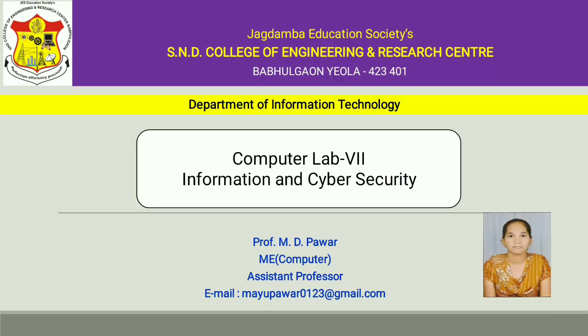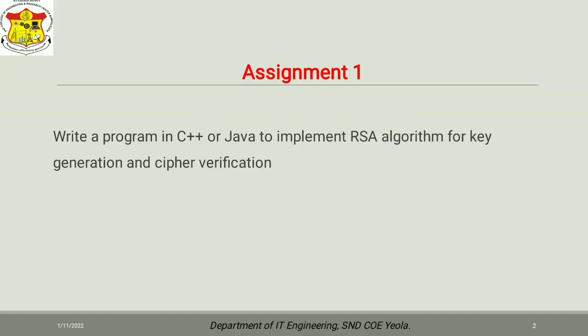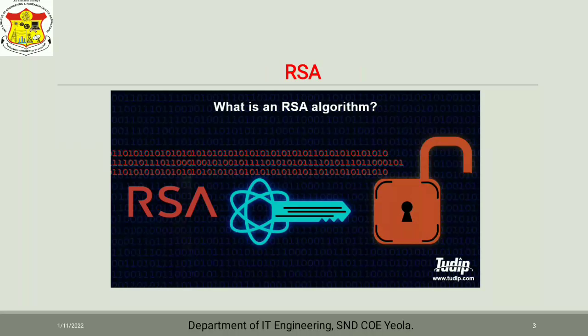Today we'll be looking at the RSA program of Information and Cyber Security Lab, that is CL7. This is the first assignment: write a program to implement the RSA algorithm for key generation and cipher verification. So what is RSA? RSA is an algorithm that is used for encryption and decryption.